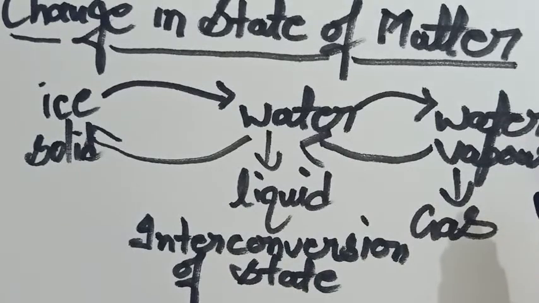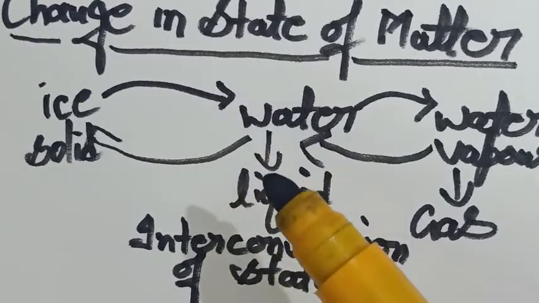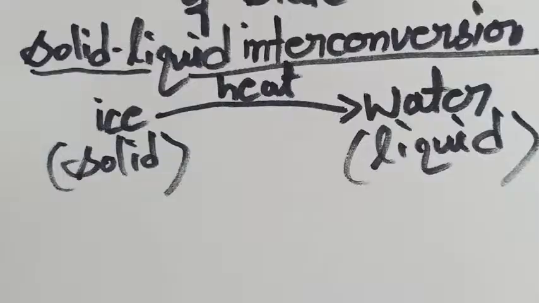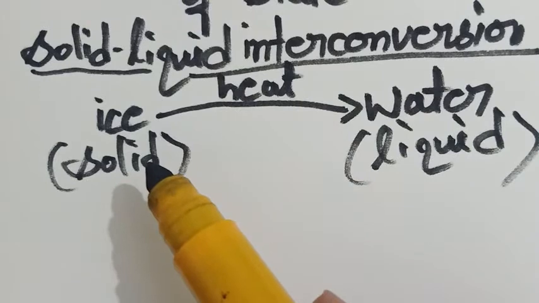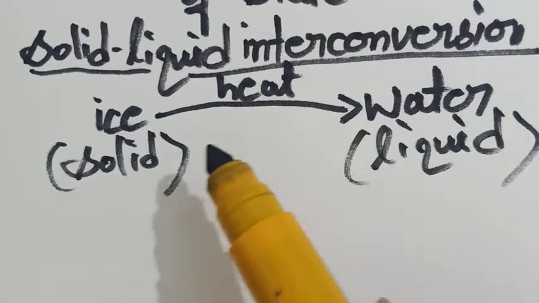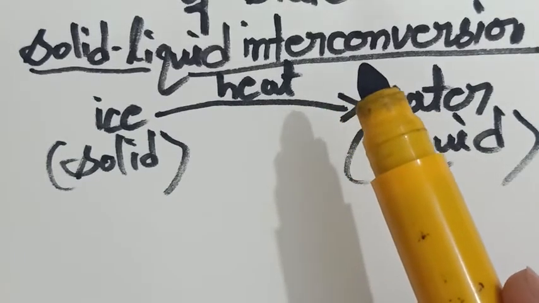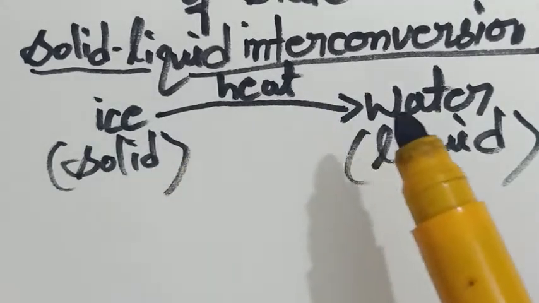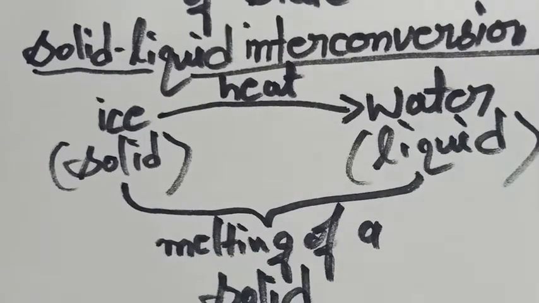Now I'm going to explain the solid liquid interconversion, meaning how a solid substance changes into a liquid substance. In solid liquid interconversion, a solid substance changes into liquid on being heated to a particular temperature, and this is called melting of a solid. So this interconversion is known as melting of a solid.